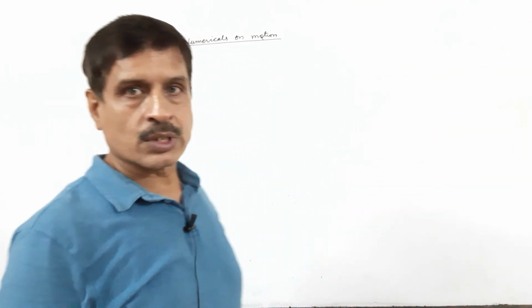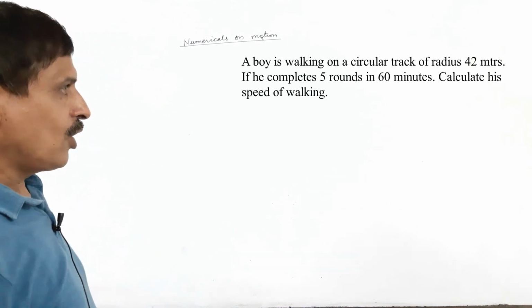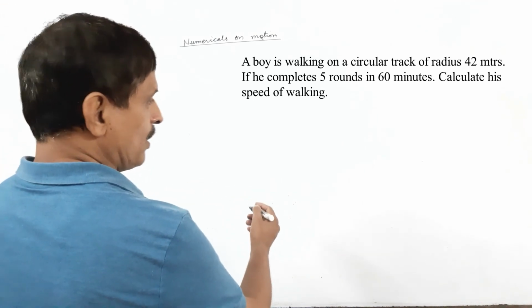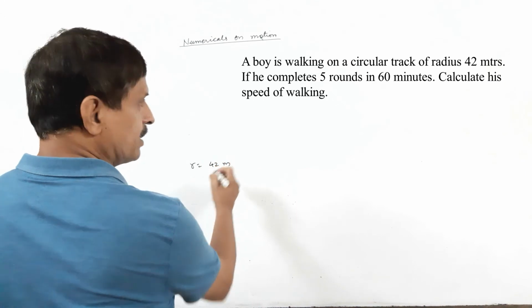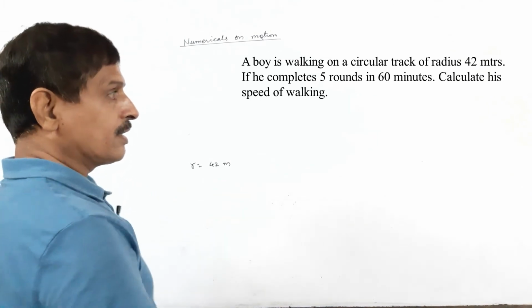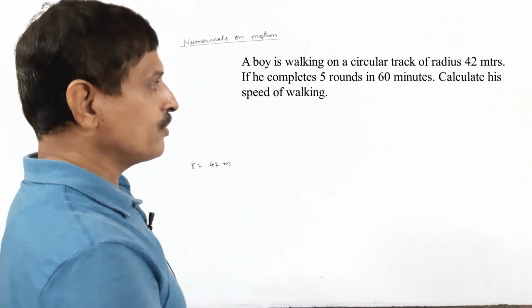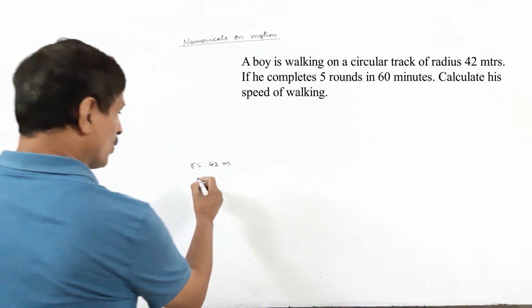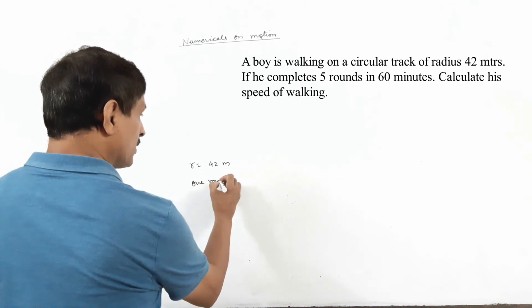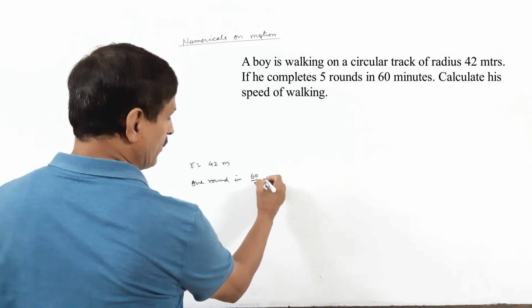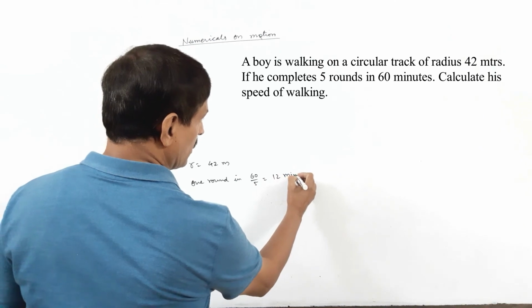seconds. Now we consider a numerical on circular motion. A boy is walking on a circular track of radius 42 meters. Radius is equal to 42 meters. If he completes 5 rounds in 60 minutes, then calculate his speed of walking. As 5 rounds in 60 minutes, so one round in 60 upon 5, that is equal to 12 minutes.